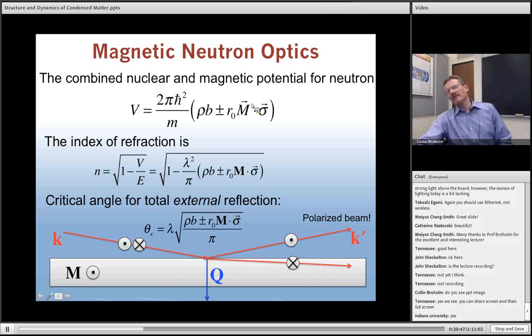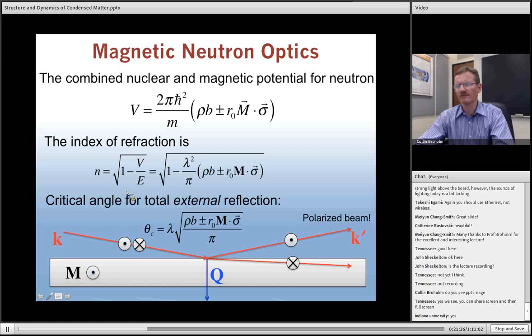And you might remember that when we previously talked about just the nuclear part, we related that to an index of refraction. And the index of refraction was this square root of 1 minus the value of the potential divided by the energy. And the interesting part that occurs, just to remind you of that, in the case of neutron optics, is that the index of refraction is actually less than 1. When in optics, we are familiar with the index of refraction being greater than 1, so that the speed of light inside dense materials is less than the speed of light in vacuum. But here it's actually opposite, so the index of refraction is less than 1.